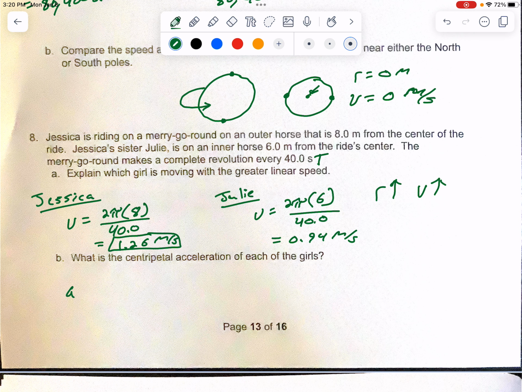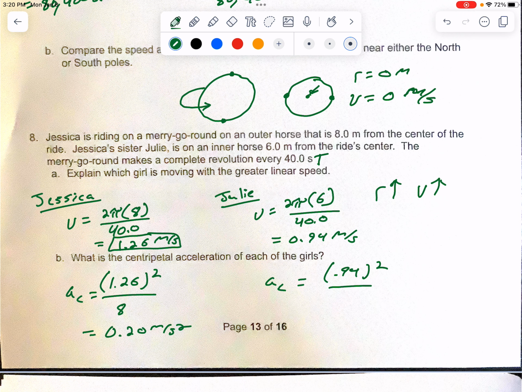So Jessica, we're going to do AC equals V squared over R, 1.26 squared over your radius, which is 8. And you're going to get a value of 0.020 meters per second squared. And then we're going to do AC for Julie, which is going to be 0.94 squared over your radius, which is going to be 6. And that's going to give you a value of 0.15 meters per second squared. And that'll end that one.